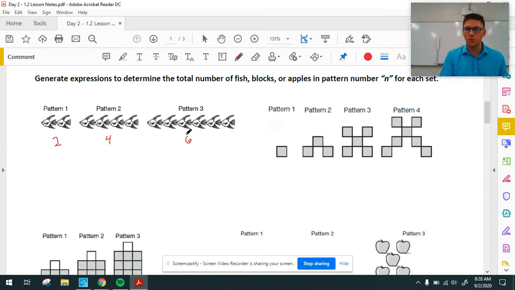It looks like it's being doubled, right? It's twice the value of the pattern. So I could say twice the pattern number, 2n. All right, so that's one way of looking at it.